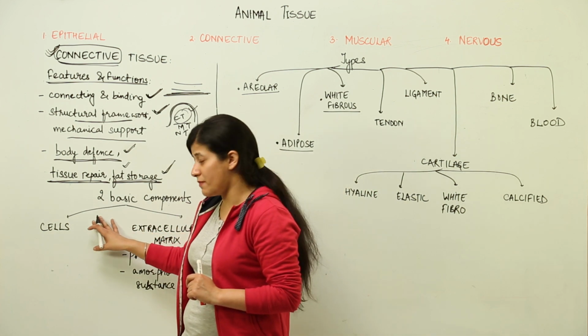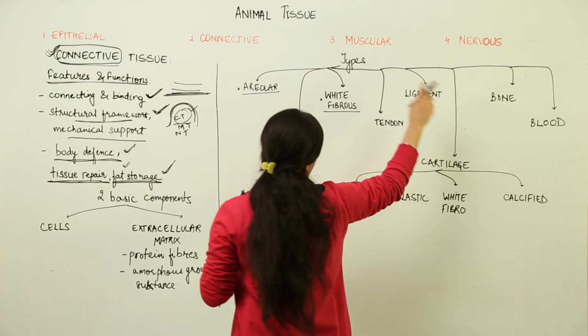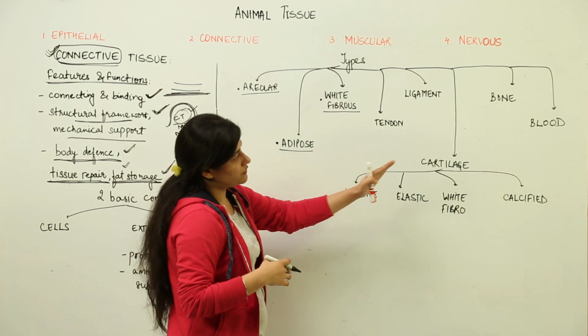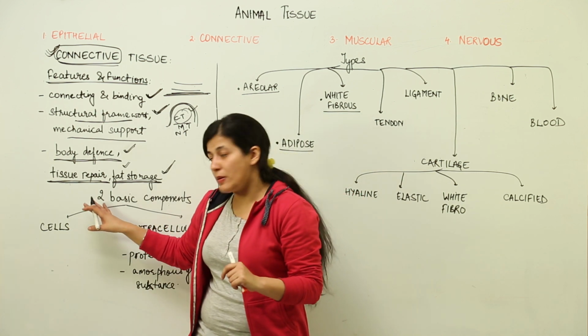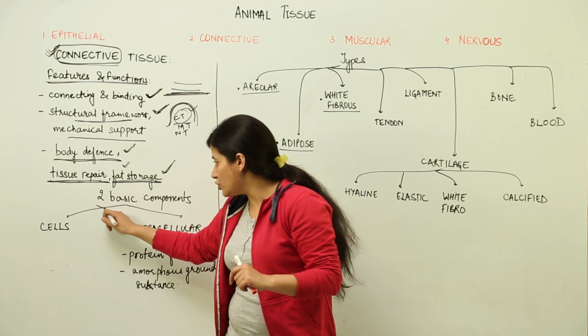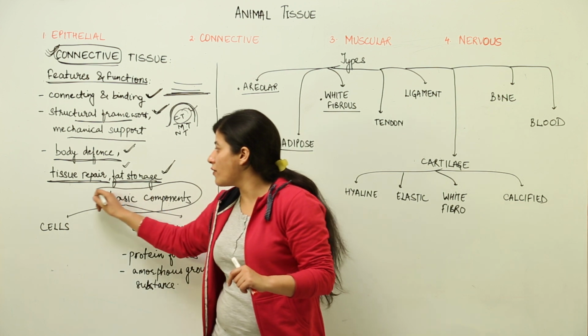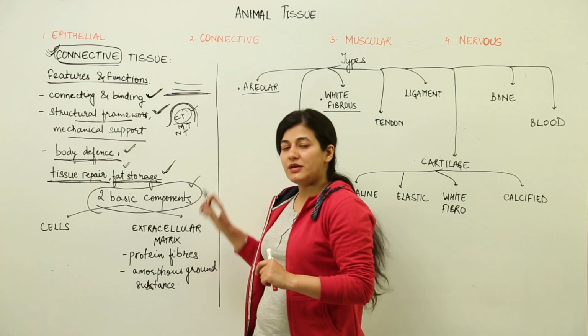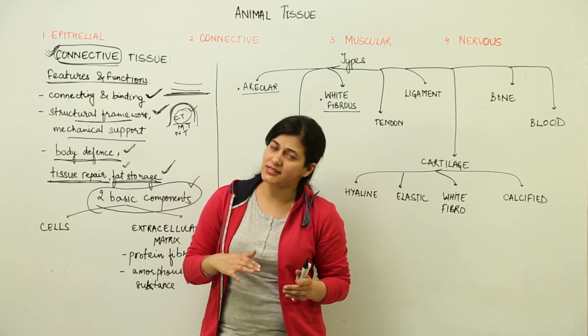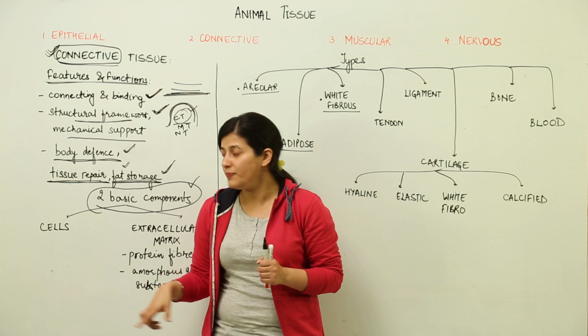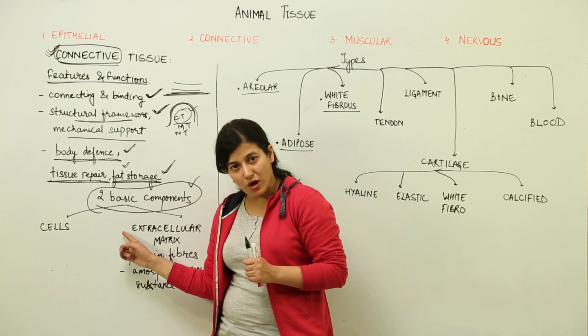Now when we talk about this classification that you can see over here, there are 8 different types of tissues, as you can see. How is this classification made? It is made on the basis of the 2 basic components which form this connective tissue. We talked in epithelial tissue that there is not much of matrix, there are only cells which are resting on a basement membrane. In this case, we have 2 basic components.